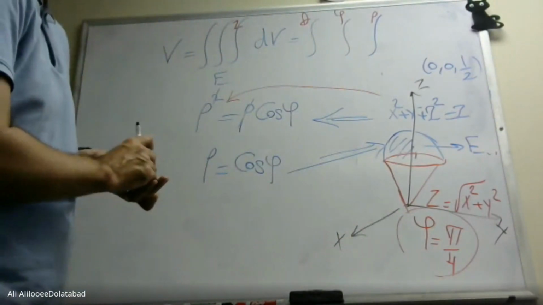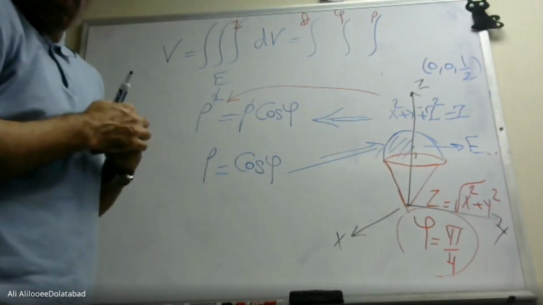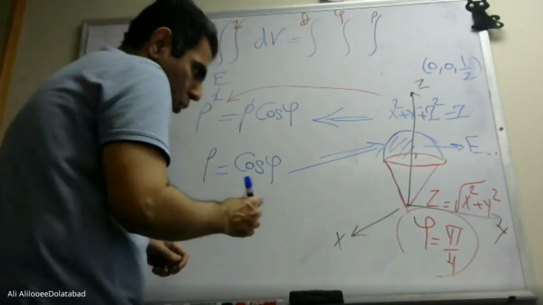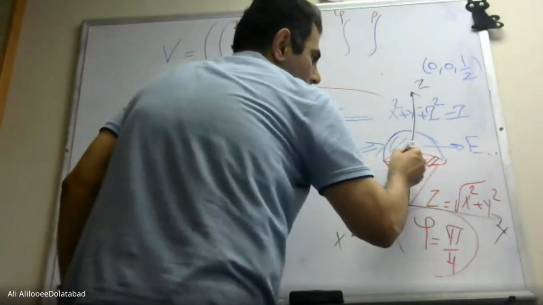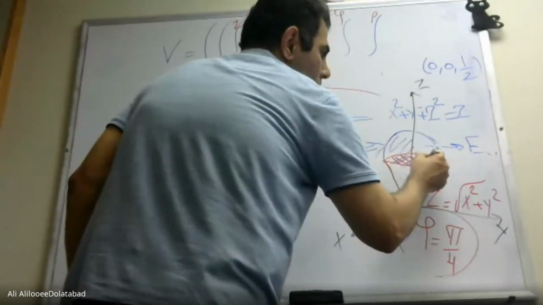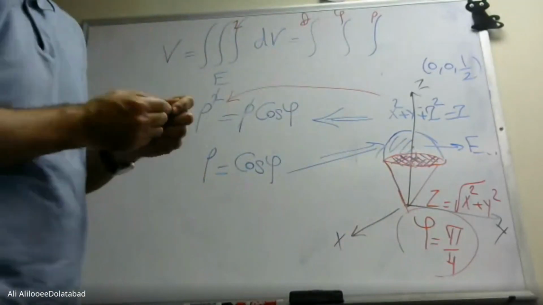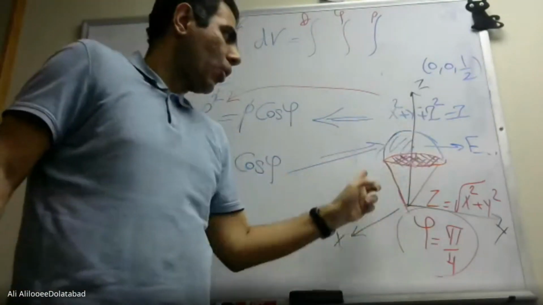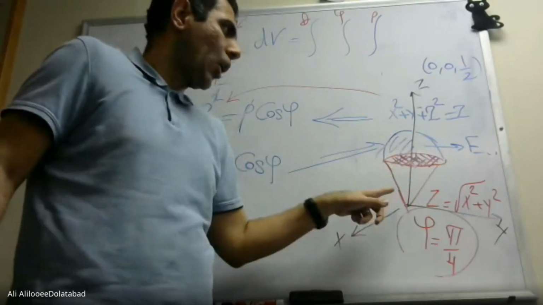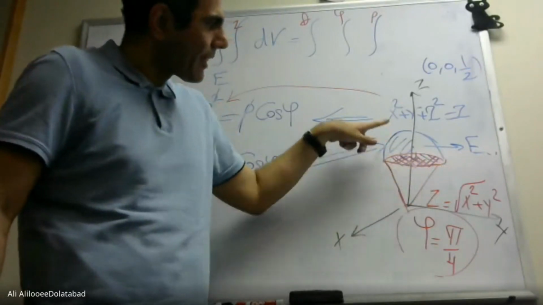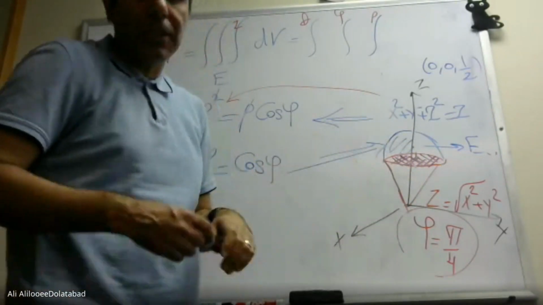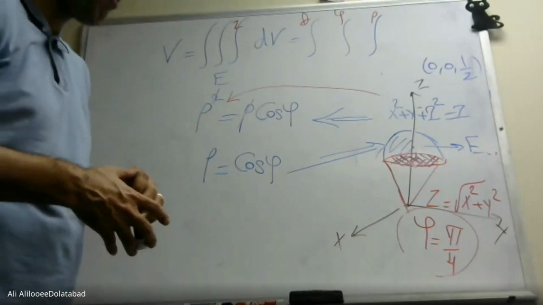Any question? So, you know what we should do? We need to understand the intersection between these two surfaces. Here you have a sphere and a cone. On the top, you have a sphere. On the bottom, you have a cone. You need to understand the intersection between these two. Actually, this intersection here is very important.